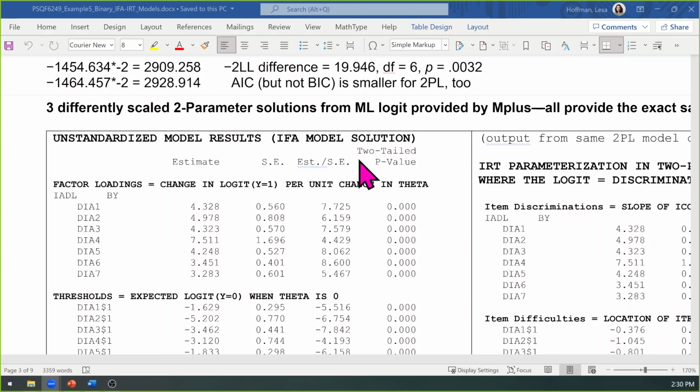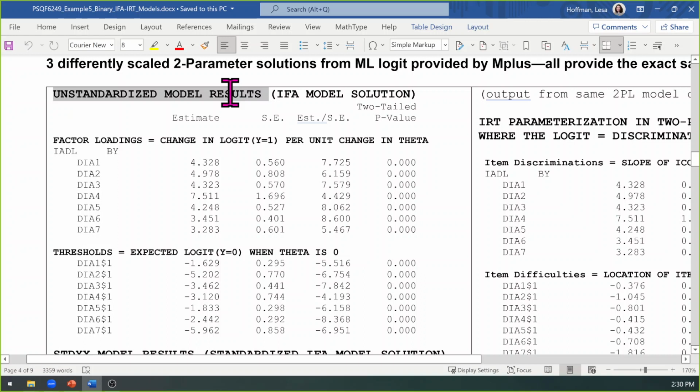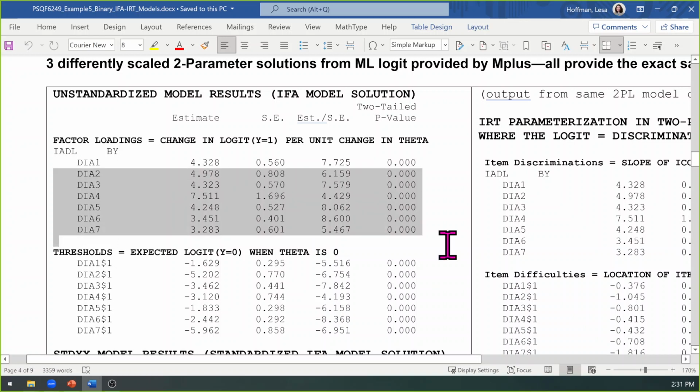And it's more complicated in these models because you have to figure out which version of the model you're talking about. So first off, the default output that comes first here is called unstandardized model results, and I have here in parentheses, IFA model solution. This is what people would call an item factor analysis because it is phrased as loadings and then either intercepts or thresholds. We get thresholds in Mplus. So the loadings are the first thing here.